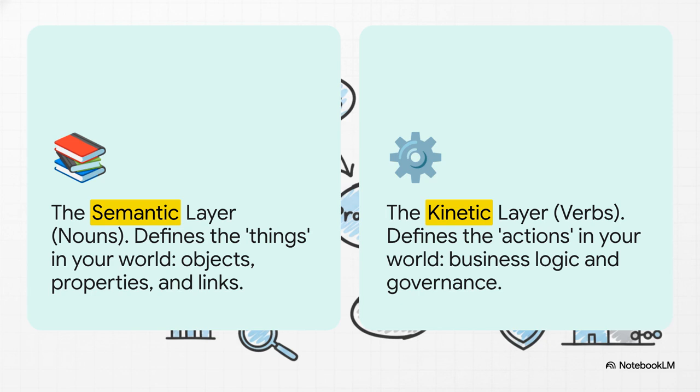And on the other side, you have the kinetic layer. These are your verbs. This is where you define the actions that you can take on those nouns. It encodes all your business logic, all your governance rules, things like approve purchase order or reroute shipment.